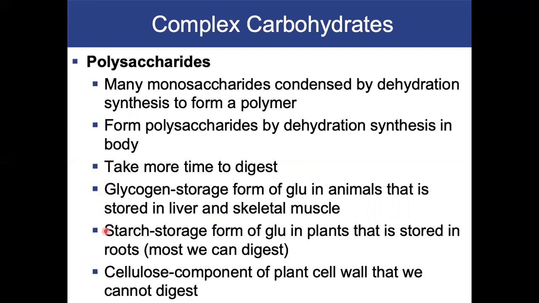Starch is a storage form of glucose in plants. It's stored in the roots, right? And so we eat the roots and we get the starch from the plants. Cellulose is part of the plant cell wall that we can't digest. Cellulose is a complex carbohydrate, but we don't have the enzyme to digest it or break it down. So it ends up being roughage, and it helps our digestive tract to keep moving.